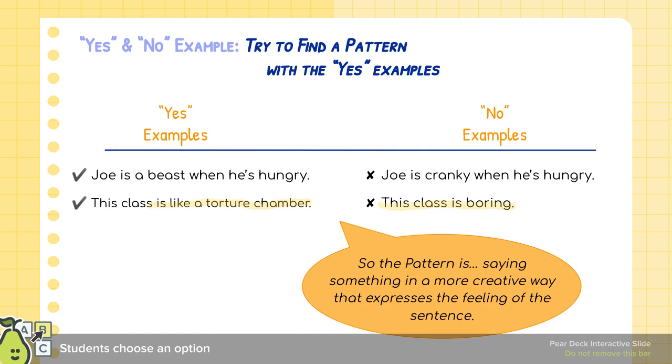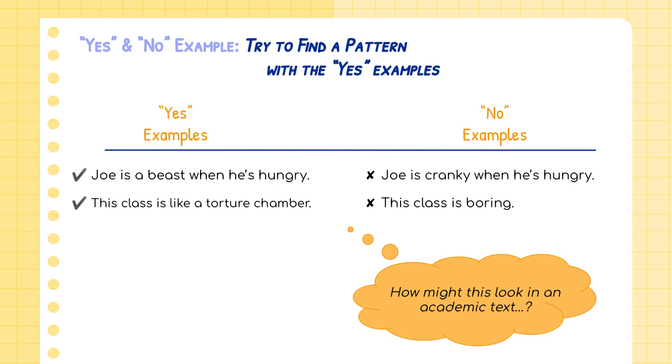So the pattern that we're noticing is that these phrases and words say something in a more creative way that expresses the feeling of the sentence. What it says here is not actually what it means, but we can understand it means something else. So how might this skill, looking at words that actually mean something else, look in an academic text? Let's take a look and practice.